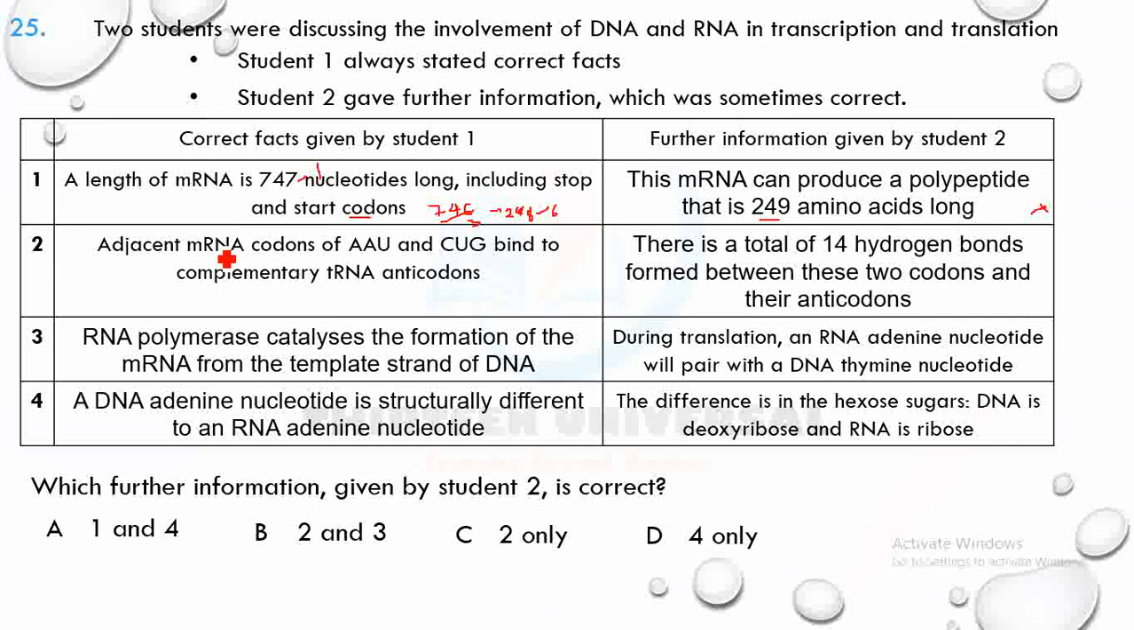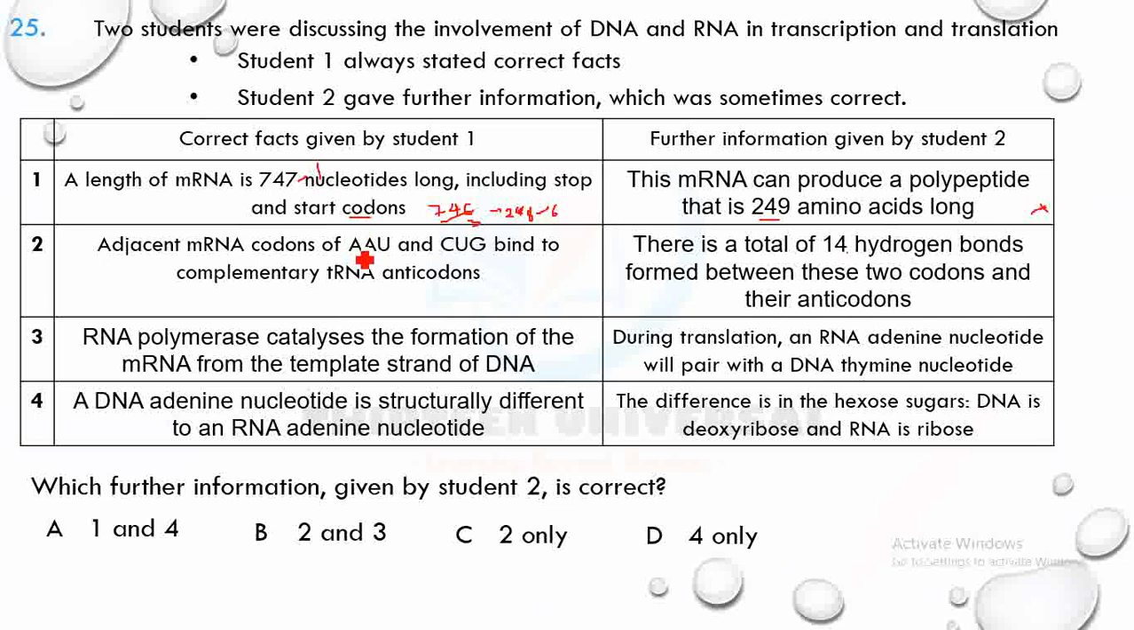Let's look at number 2. Adjacent mRNA, this is what I'm going to focus on. They say adjacent mRNA codons of AAU and CUG bind to complementary tRNA anticodons. They say there is a total of 14 hydrogen bonds formed between these 2 codons and their anticodons. Remember, let's check it.